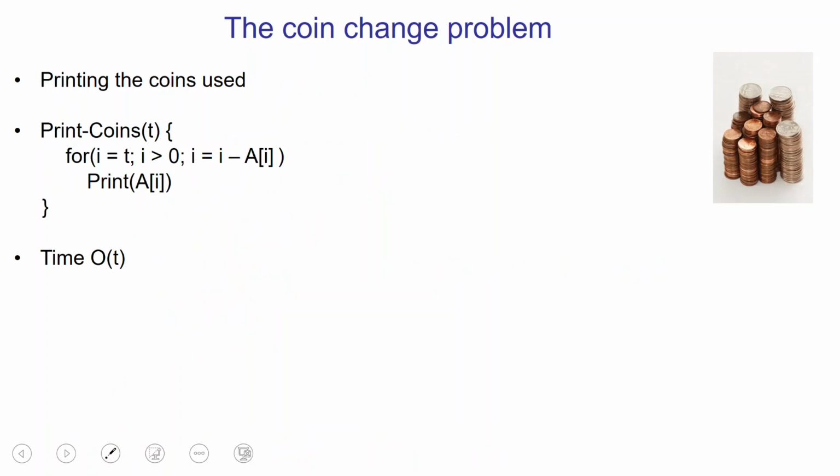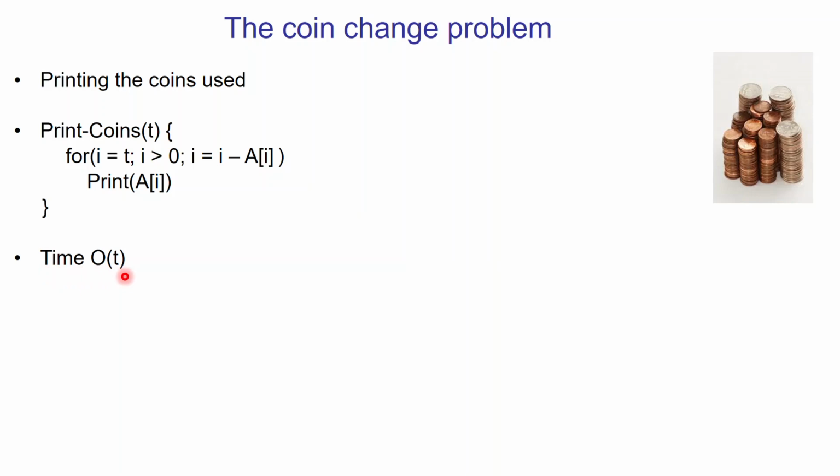And here is the pseudocode that will print the coins after you have run the previous algorithm. So to print coins for t, you will start from i equal to t. You print the ith entry of the array A, and then you subtract that entry from i, and you iterate until i gets to 0. So the time for this is linear in t.